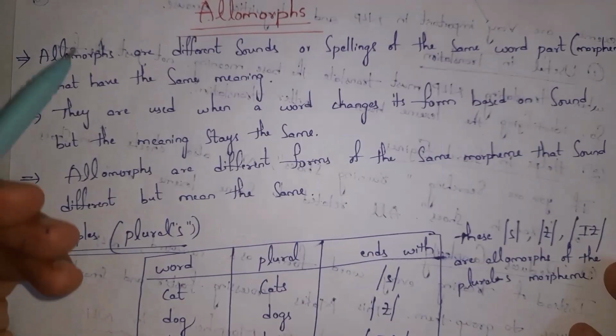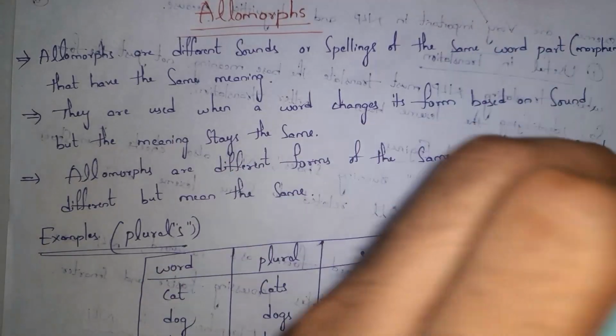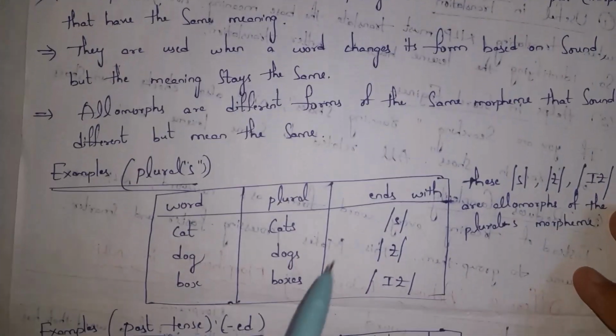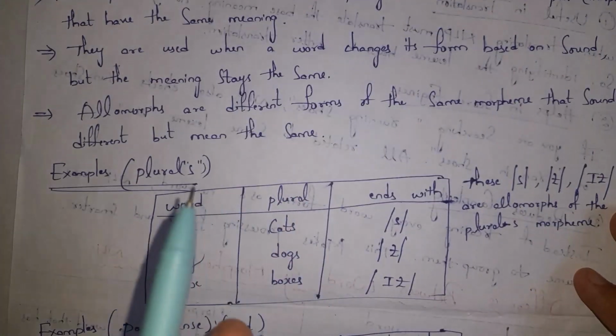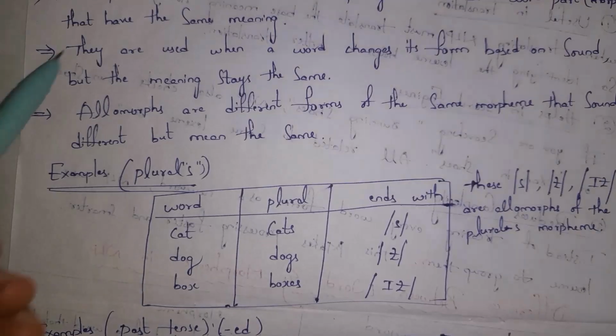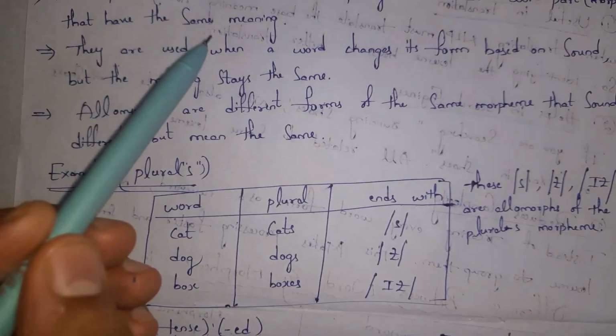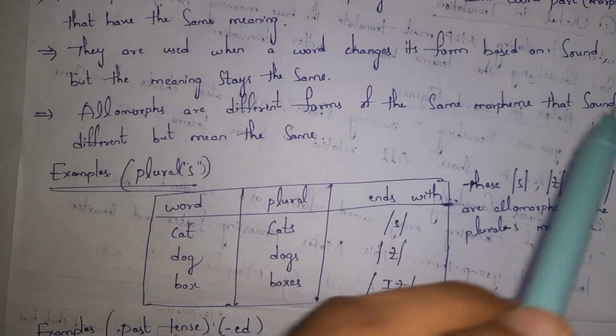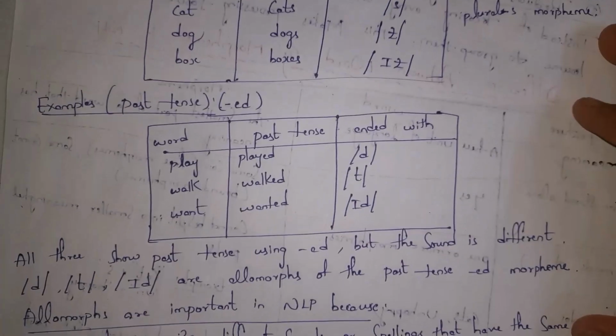So allomorphs are different sounds or spellings of the same word part that have same meaning. All these words meaning is same. That is nothing but all these words are plurals. So allomorphs are used when a word changes form based on sound, but meaning stays the same. I'll give one more example.